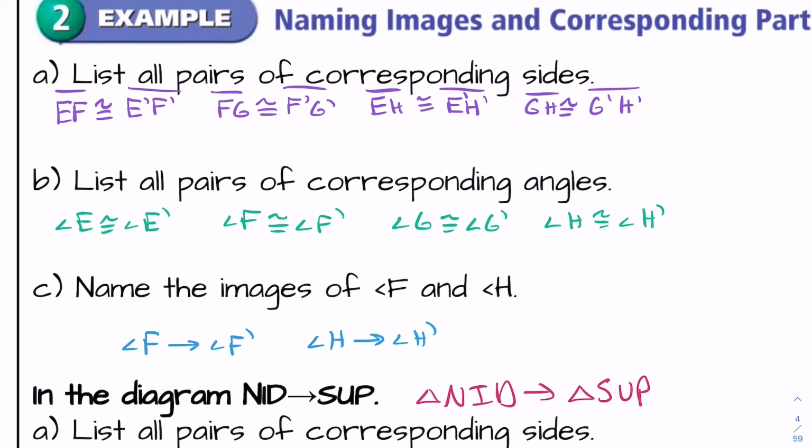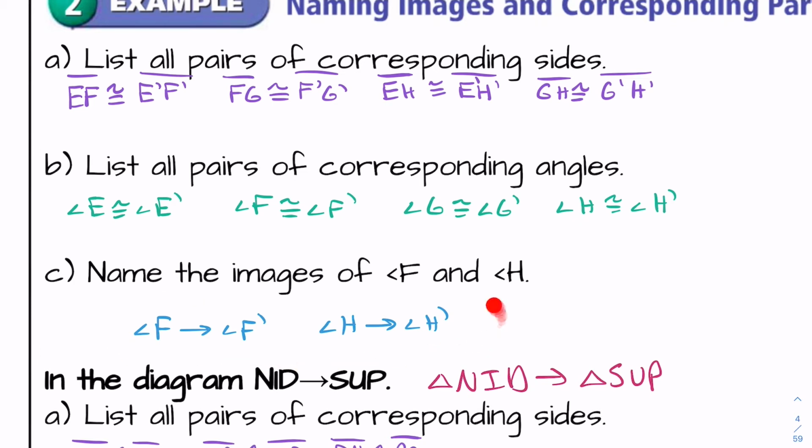All the angles match as well. So angle E maps onto angle E prime. So these are congruent, these are congruent, these are congruent, and these are congruent. I could have also listed it in this form. I could have written angle E maps onto angle E prime, but I just wanted you to see that they are all congruent, but they all could be written in this mapping form as well. So I wrote them in the mapping form for this one because it says what are the images, so this has to be answered this way. So the image of angle F is angle F prime, and the image of angle H is angle H prime.